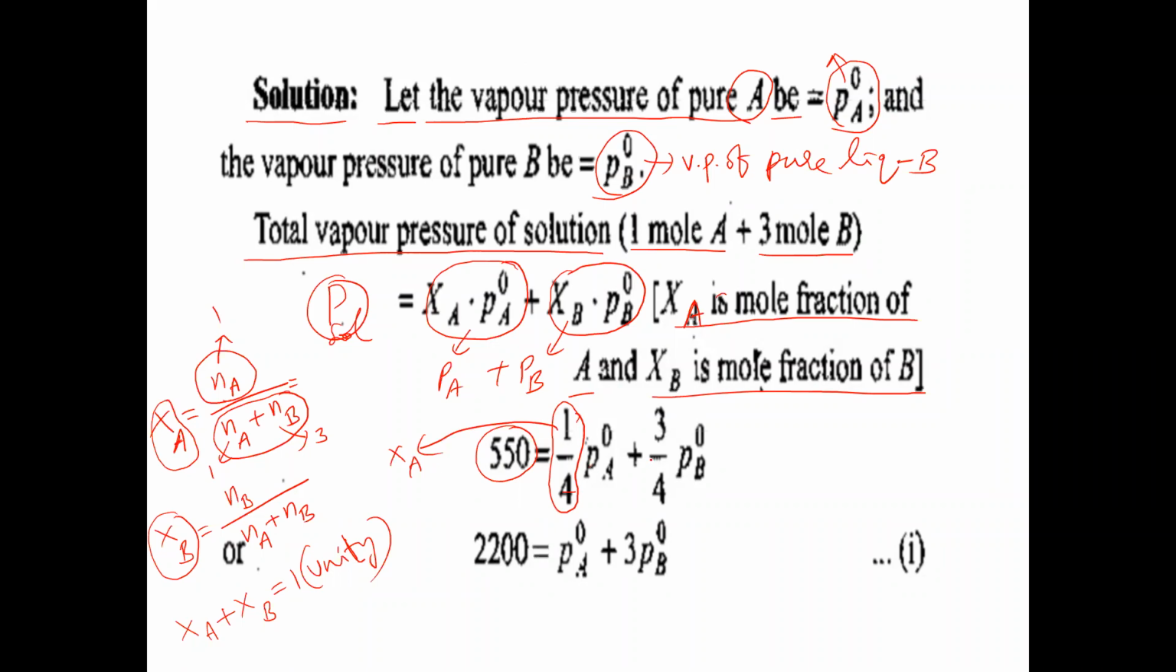And XB is equal to what now here? The number of moles of B divided by the total number of moles. Here the number of moles of B is 3, divided by the total number of moles of A and B.